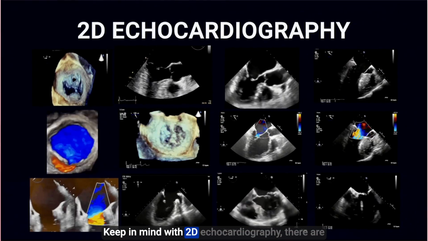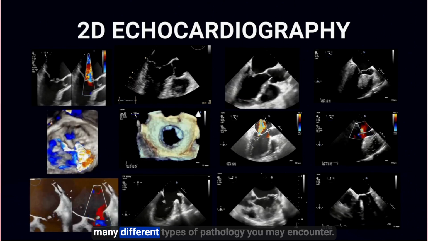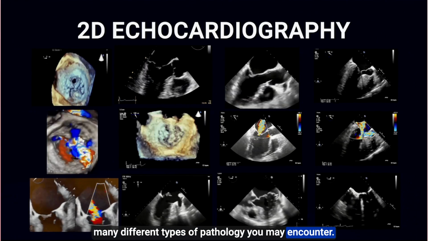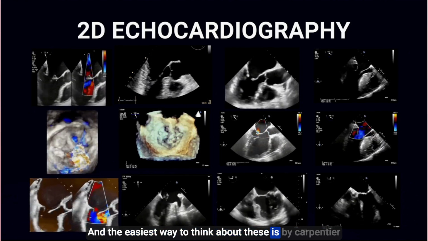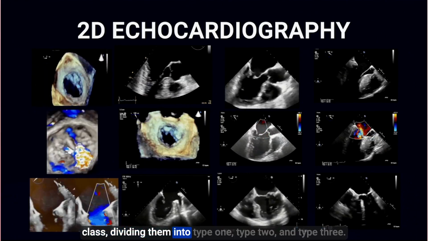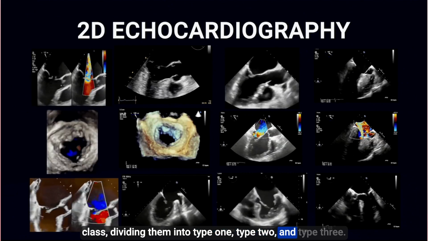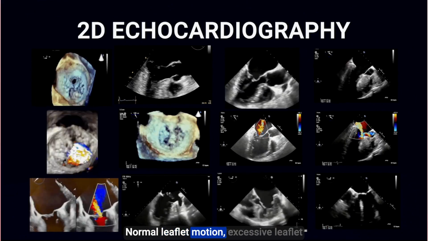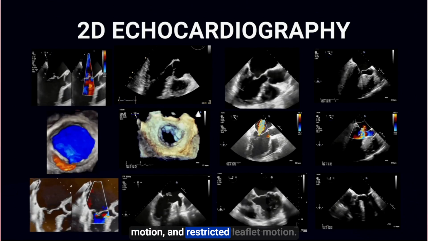Keep in mind, with 2D echocardiography, there are many different types of pathology you may encounter, and the easiest way to think about these is by Carpentier class, dividing them into type 1, type 2, and type 3. Normal leaflet motion, excessive leaflet motion, and restricted leaflet motion.